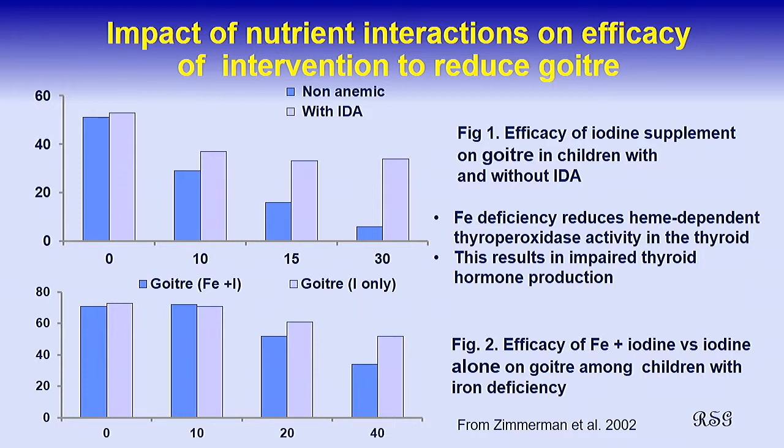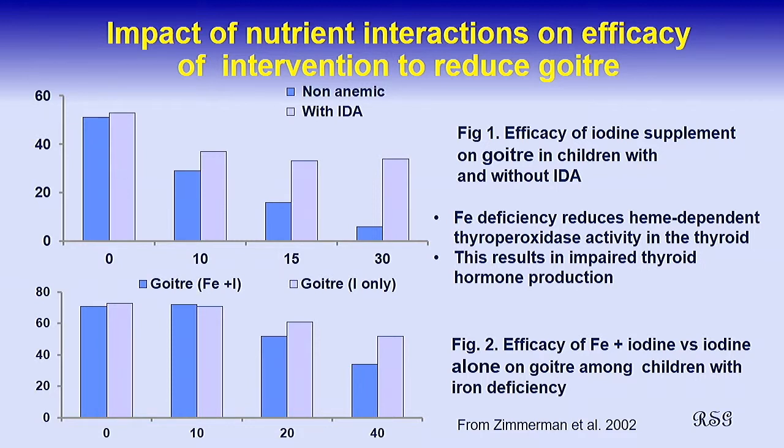Nutrient interactions are another factor that we have to consider, particularly when we're designing interventions based on a single micronutrient. In many low-income countries, multiple micronutrient deficiencies coexist. Here we show the impact of the interaction between iron and iodine. In figure 1, we have the data on the efficacy of an iodine supplement on the goiter incidence of children with and without iron deficiency anemia. And you can see very clearly here that the children who were non-anemic are the ones that responded most to the iodine supplement. Those with iron deficiency anemia, the response to reduction in goiter is much less.